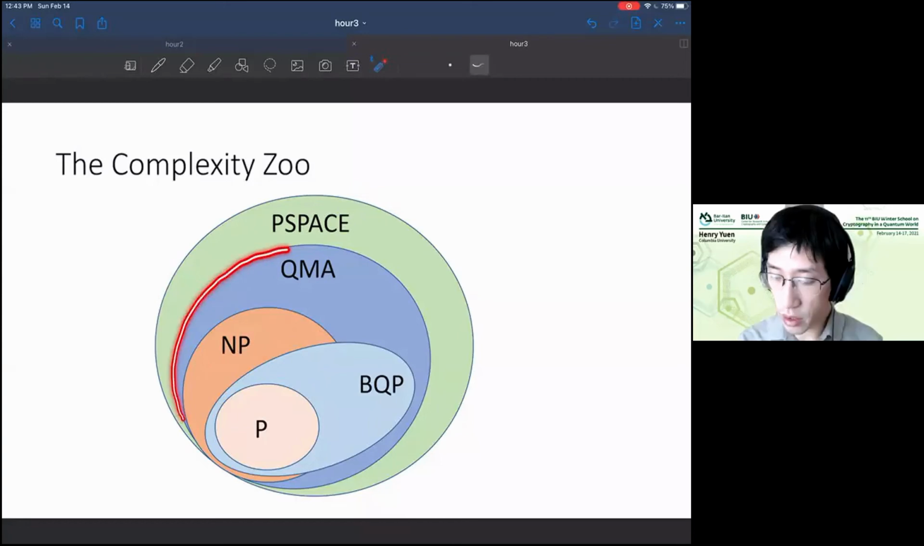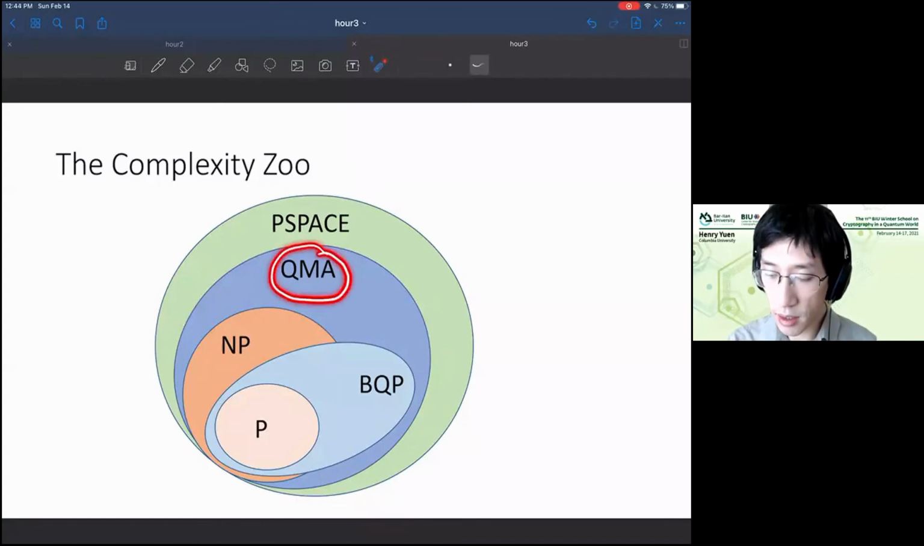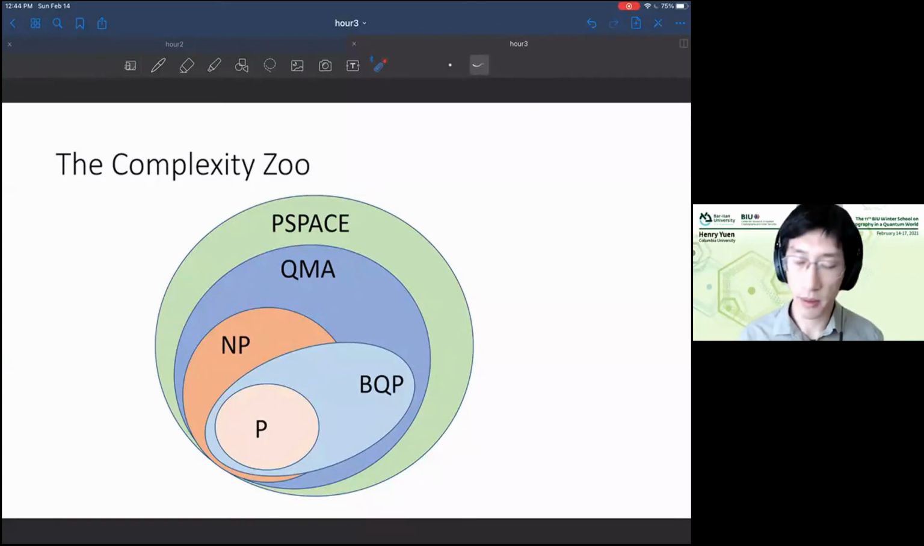There's a quantum version of NP, which is called QMA. So that's like the quantum analog of NP. It certainly contains BQP and it contains NP. And this QMA is contained in PSPACE, right? Problems that can be solved using polynomial space. So this is, to our best understanding, the picture of the complexity landscape when you put in quantum computation. Let me get a little more into what BQP and QMA are.